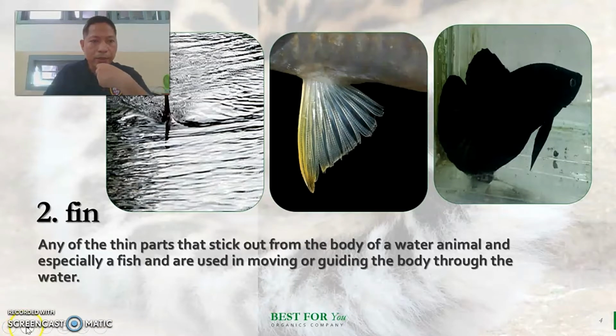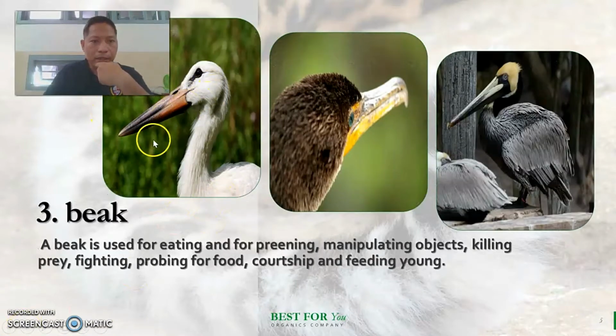Okay. How about number three? Number three is beak. Beak. This is used for eating, for preening, manipulating objects, killing prey, fighting, probing for food, courtship, and feeding the young. So this long beak they can use for eating and killing as well. So they have plenty of uses of this beak.